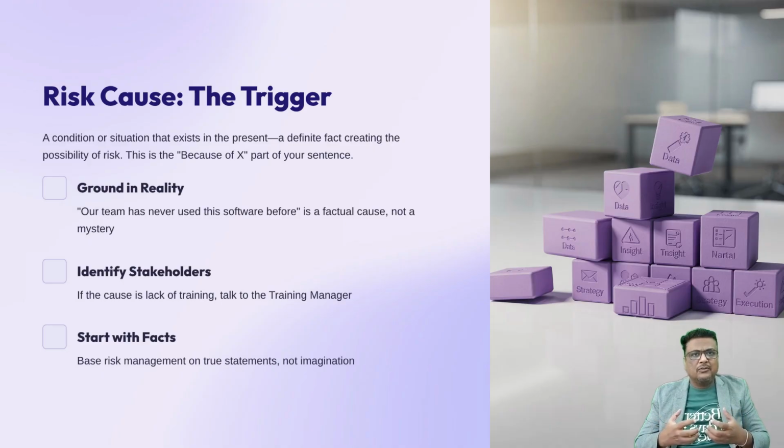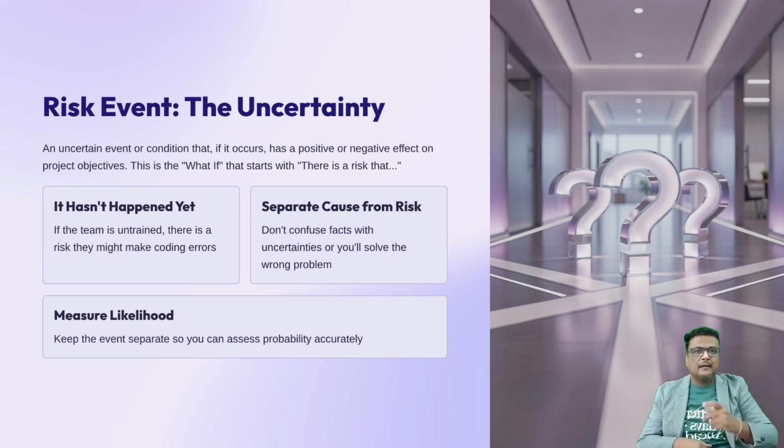Now, once we have our factual cause, we need to look at the uncertain event it might trigger, which leads us straight into the risk event itself. Now we have to tackle the risk event. The book style definition refers to an uncertain event or condition that, if it occurs, has a positive or negative effect on one or more project objectives. In everyday speak, this is the uncertainty or the what if. This is the part of the sentence that starts with there is a risk that. If our cause was that the team is untrained, the risk event is there is a risk that they might make coding errors. Notice that it hasn't happened yet. That's why we call it a risk.